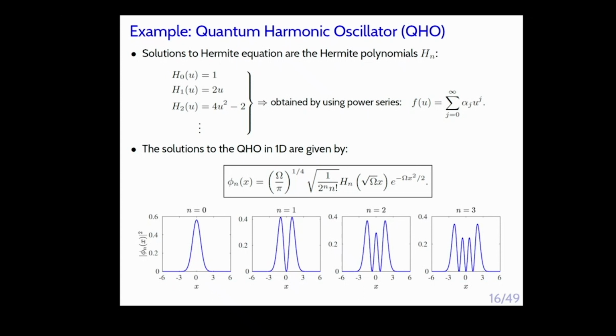Here I'm just showing you the modulus phi n squared for different n's, the ground state, or you can think of this as a bright soliton. The n equals 1 as a dark soliton under the presence of a trap because the tails go to 0. n equals 2, the second excited state, two dark spots there, n equals 3, third excited state, and so on.